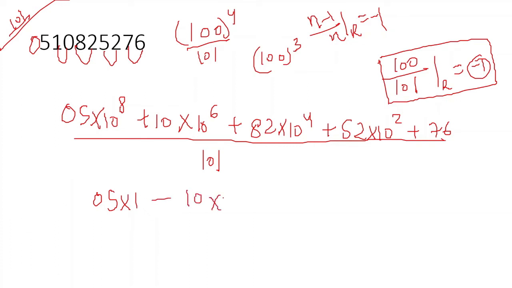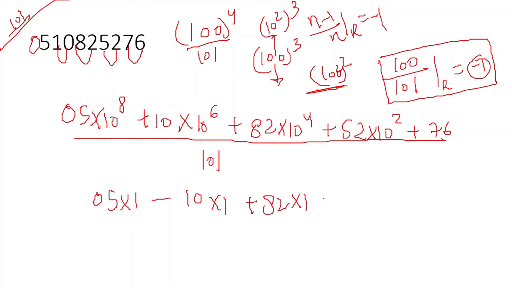So 10 into 1. For 4, again it is 100 to the power 2, that is 10 to the power 2 into 2. I hope this is clear. I have opened it like this, so there is no problem. 100 to the power 2 is 10 to the power 4. So this will again come as a positive, 82 into 1, and this will come as a negative because 100 upon 101 has remainder minus, so -52 plus 76.